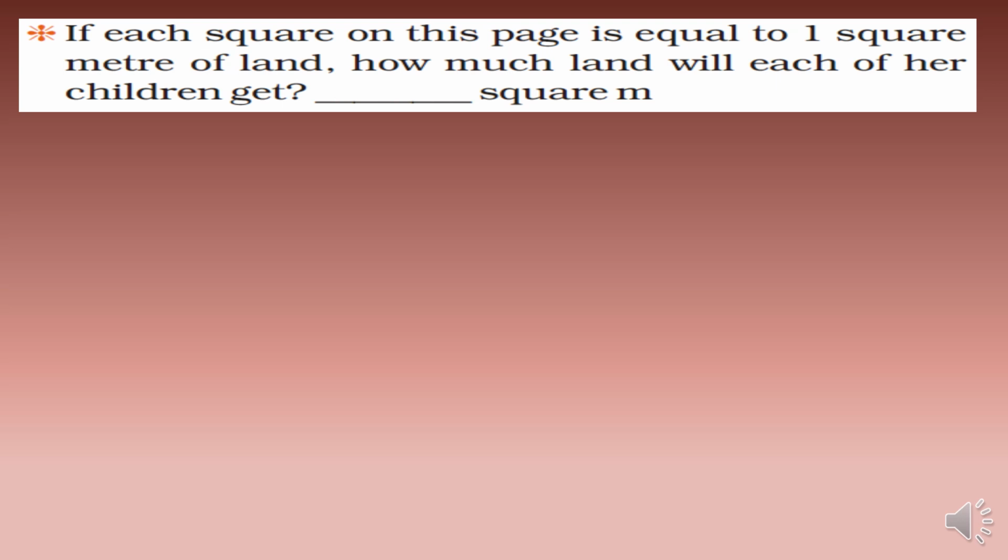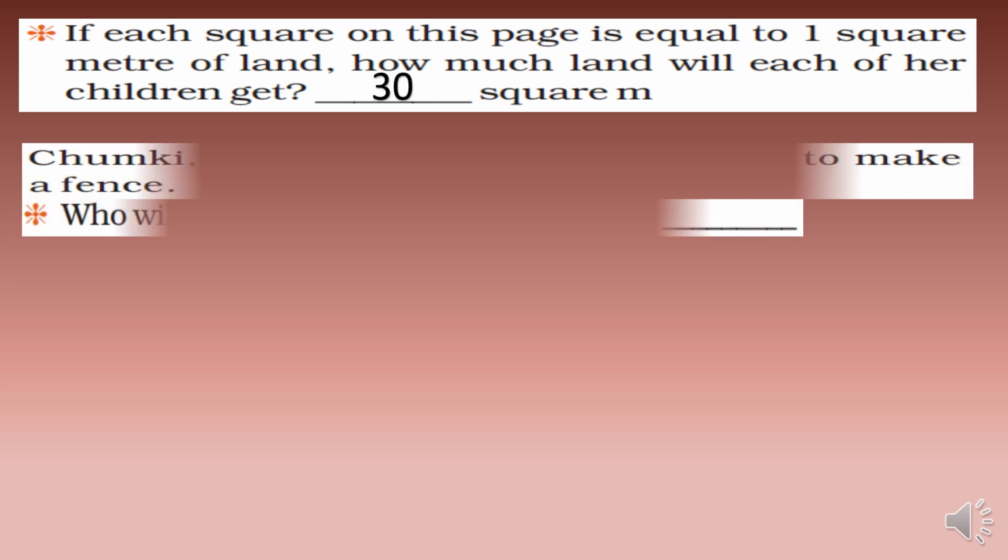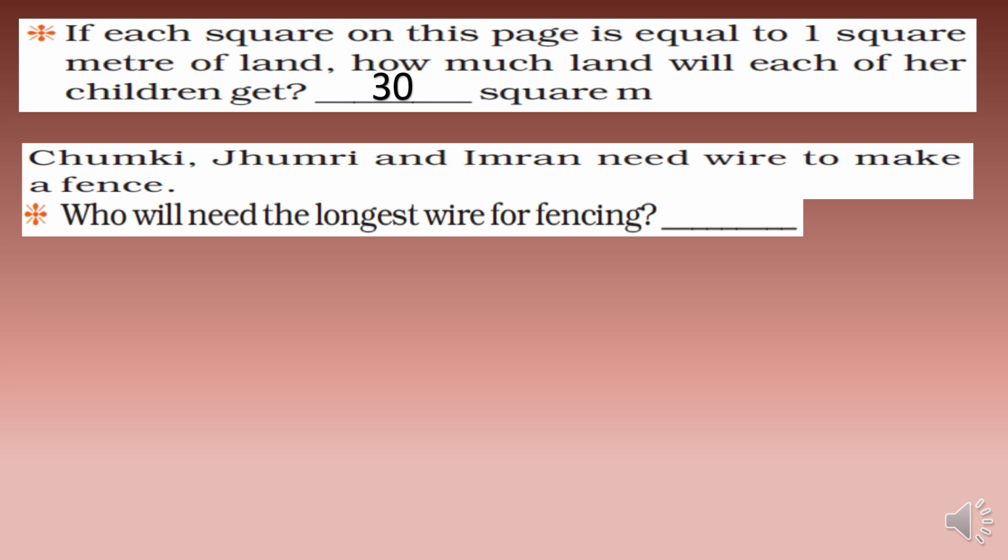So if each square on this page is equal to 1 square meter of land, how much land will each of our children get? So we have counted 30 squares for each child. So if 1 square equals 1 square meter, then the answer will be 30 square meter. Chumki, Jumri and Imran need wire to make a fence. Who will need the longest wire for fencing?